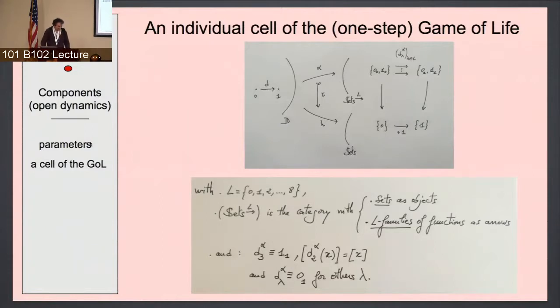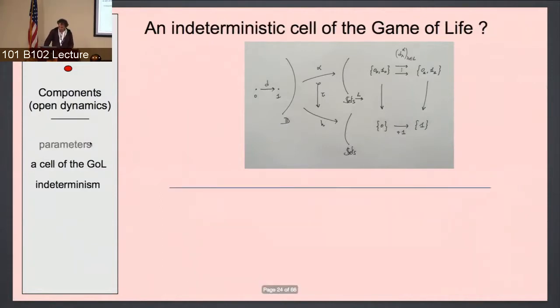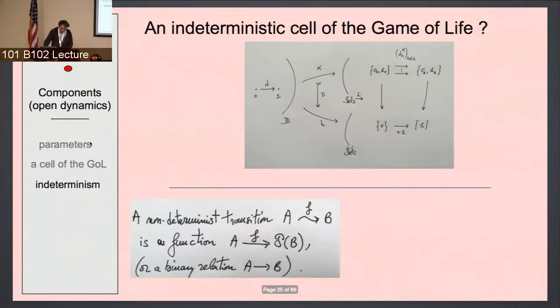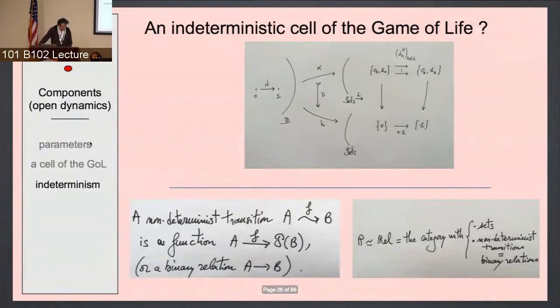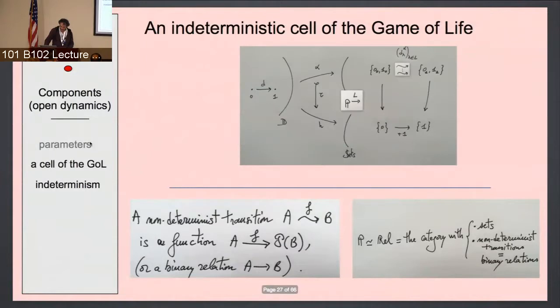And now let's introduce a major generalization by replacing the transition functions by non-deterministic transitions, that is, functions which associate with each state a set of reachable states. We denote by big P the category of sets with non-deterministic transitions as arrows. We could now imagine different non-deterministic rules depending on the lambda value, replacing the engine of a one-step cell by any small category.